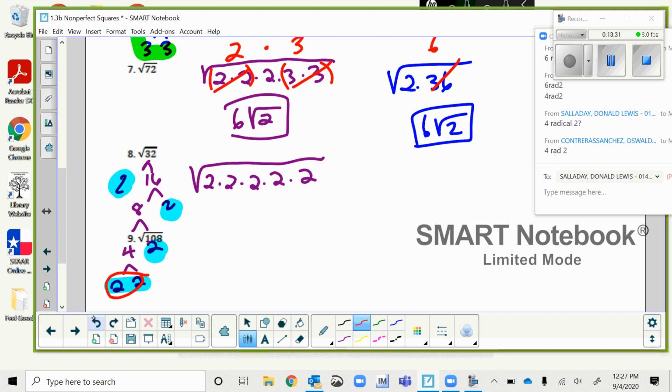So now I'm looking for pairs of 2's. Here's one pair of 2's. So for every pair, you pull out just one, because really that means 4, and you're taking the square root of 4, which is 2. And then there's another pair of 2's here, which I'll bring out 1. And then every time you pull out more than one number, you multiply those together. So I have the 2 times 2 that I pulled out, and the 2 that's left.